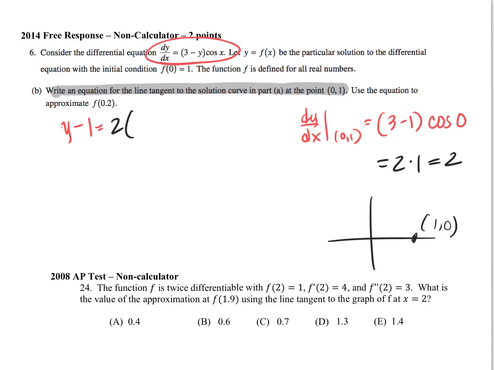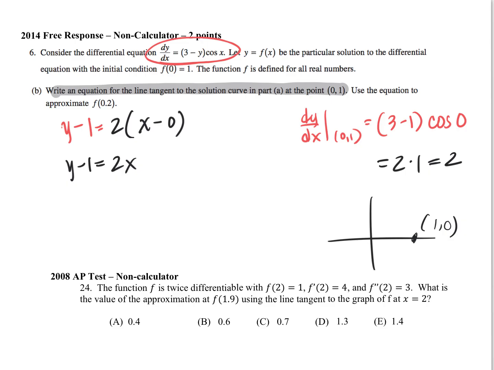Good. So I'm going to write 2 and then x minus... Oh, careful. x minus 0. So close. First, we just want the equation of the line at the point (0, 1). So I'm going to just say x minus 0 to start. Like that's my equation of my tangent line. Could I have just said y minus 1 equals 2x? Are these equivalent? Yeah. Okay.